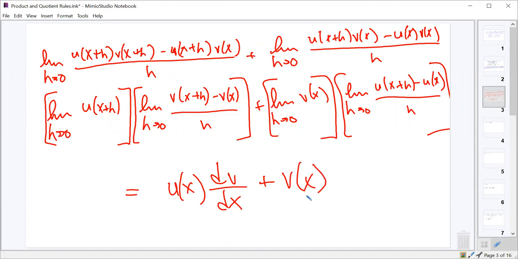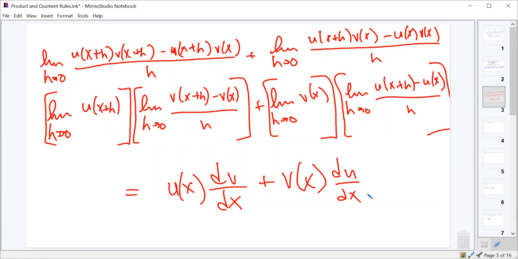Should just be v of x. And then what's the second one there? The derivative of u. That one should just be the derivative of u of x. So we end up with that same thing that I told you was the product rule at the beginning. U times the derivative of v plus v times the derivative of u. Everybody good with that being our result there?